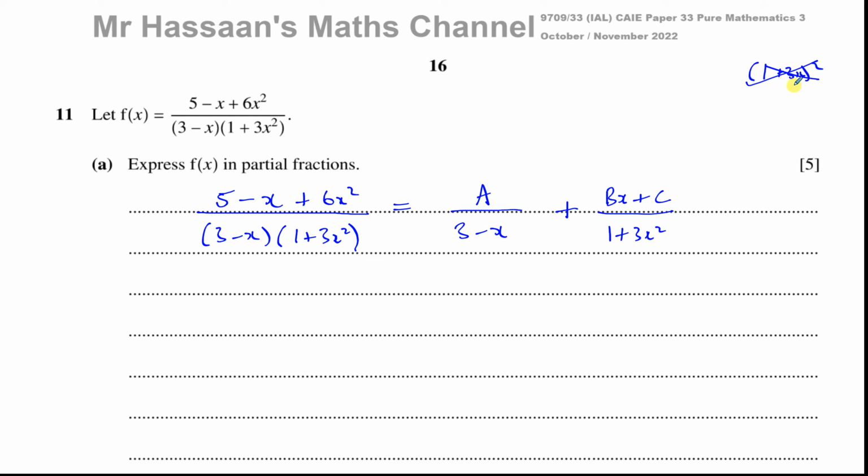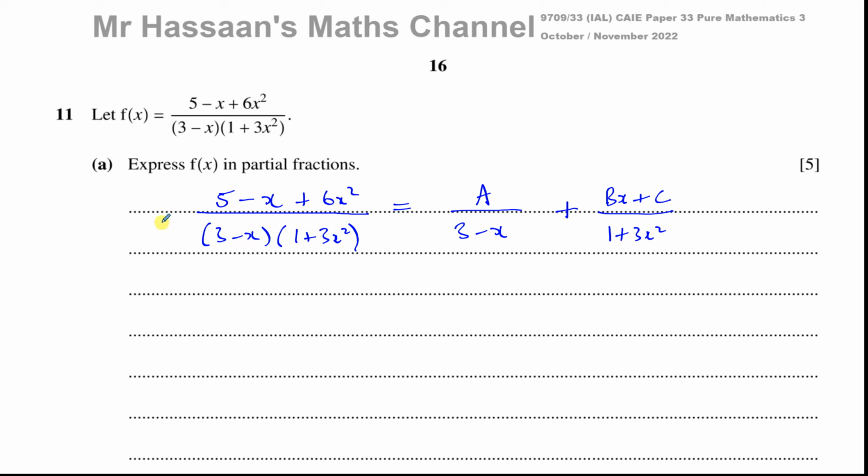So don't get confused between repeated factors and quadratic factors. A repeated factor would be dealt with in a different way. If it was a repeated factor, you'd have had b over 1 plus 3x plus c over 1 plus 3x, and then squared. You'd have to write that. But this is not like that. This is not a repeated factor. A repeated factor is when you have the whole bracket squared, or just x squared on its own, for example.